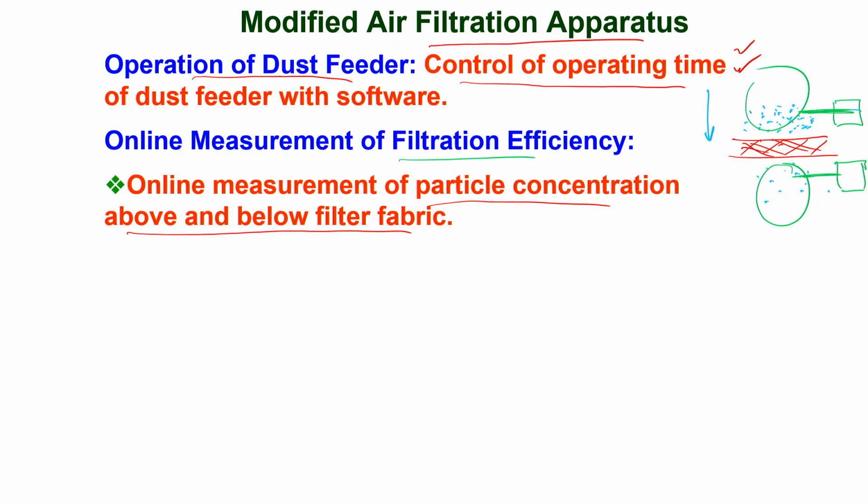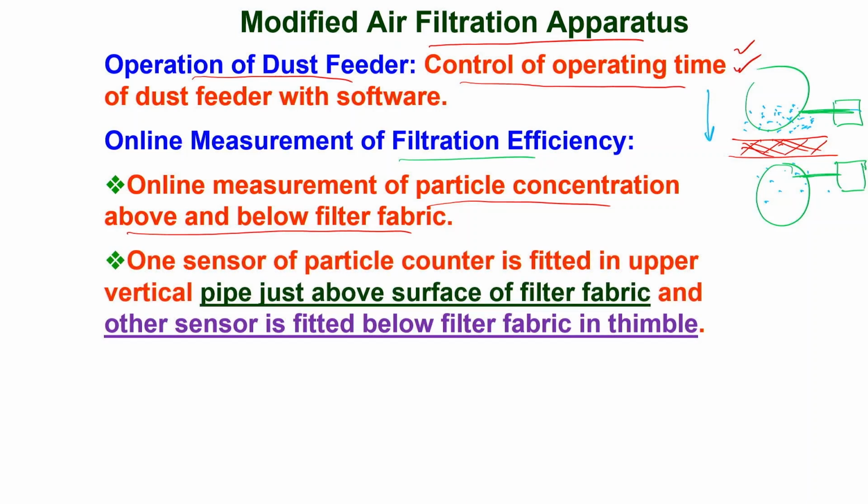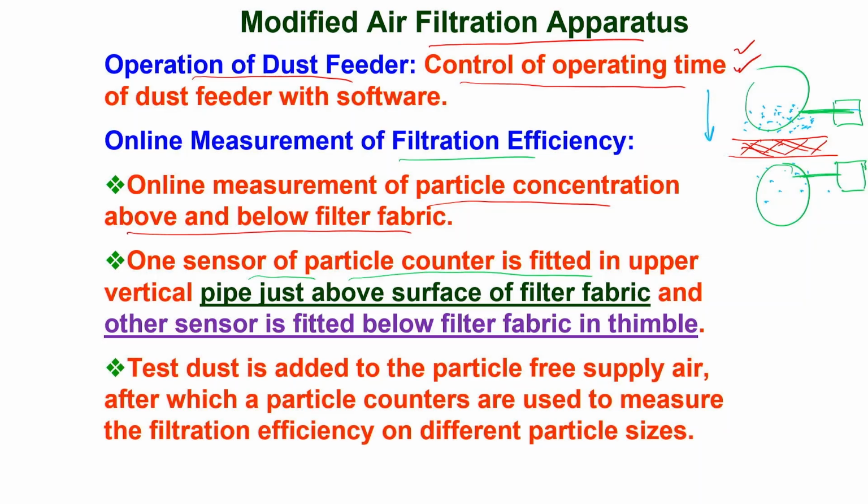So, number of particles, okay. One sensor of the particle counter is fitted on the upper side of the vertical pipe, okay, that is above the filter, another is below the filter. Test dust is added to the particle free air. So, initially we consider that the air is particle free. So, test dust is added, okay, after which the particle counters are used to measure the number of particles here.